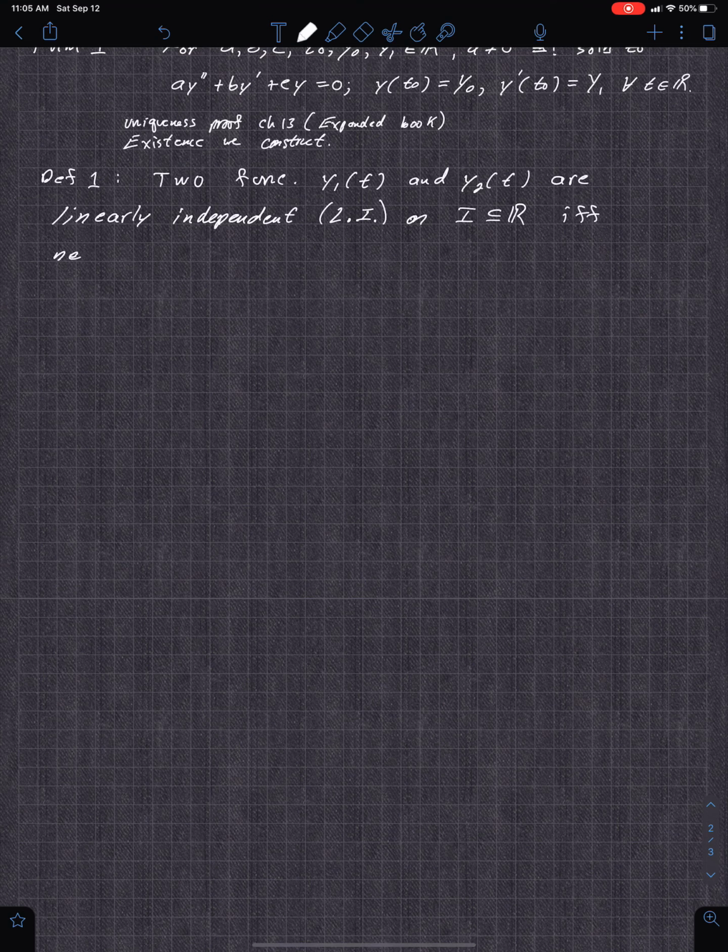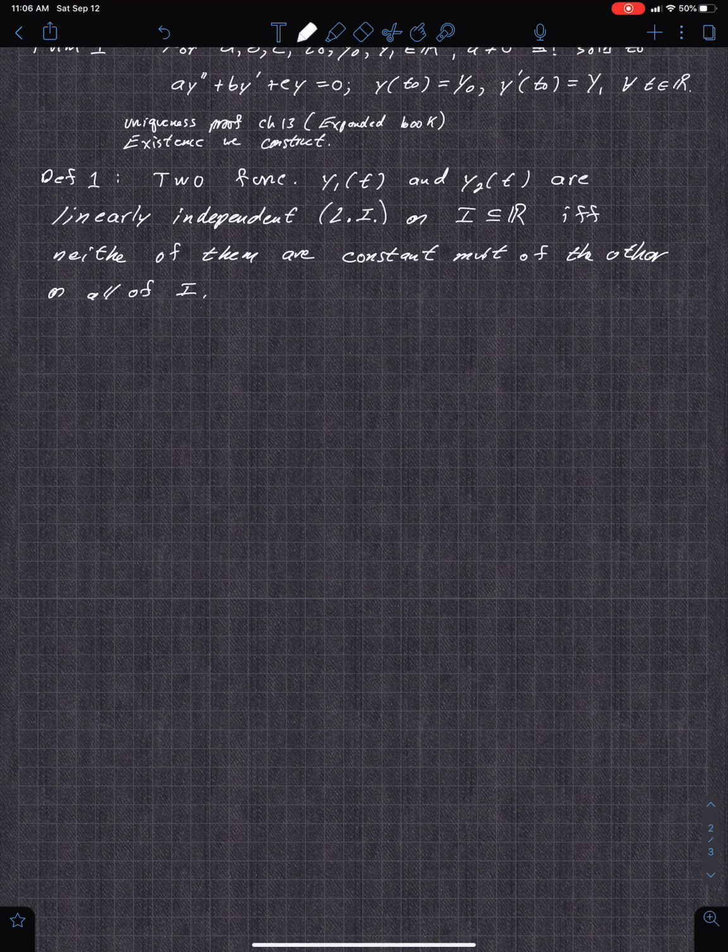So neither of them are constant multiples of the other on all of I. What that implies in that definition is if you can find one value or one point in I where they are constant multiples, then they're not linearly independent. All it takes is one value.